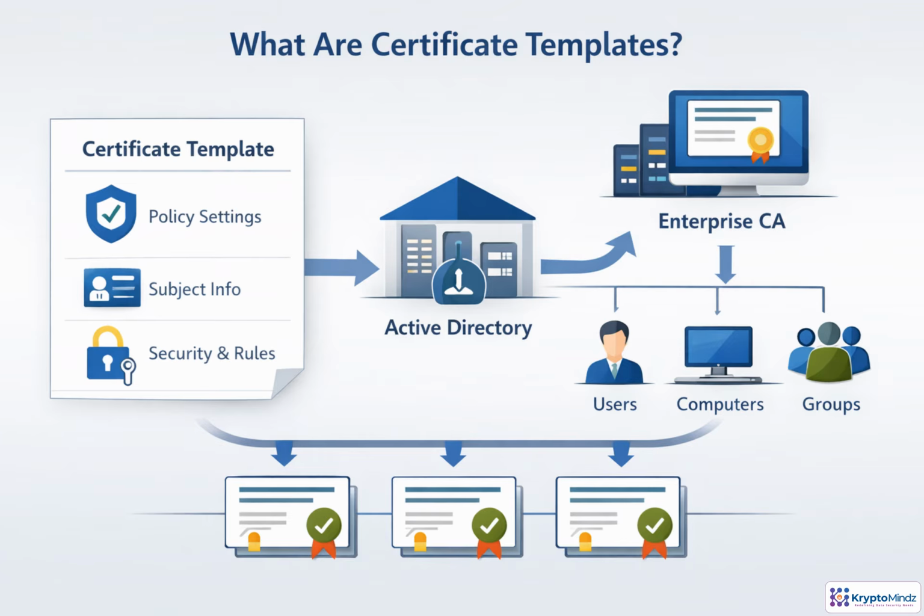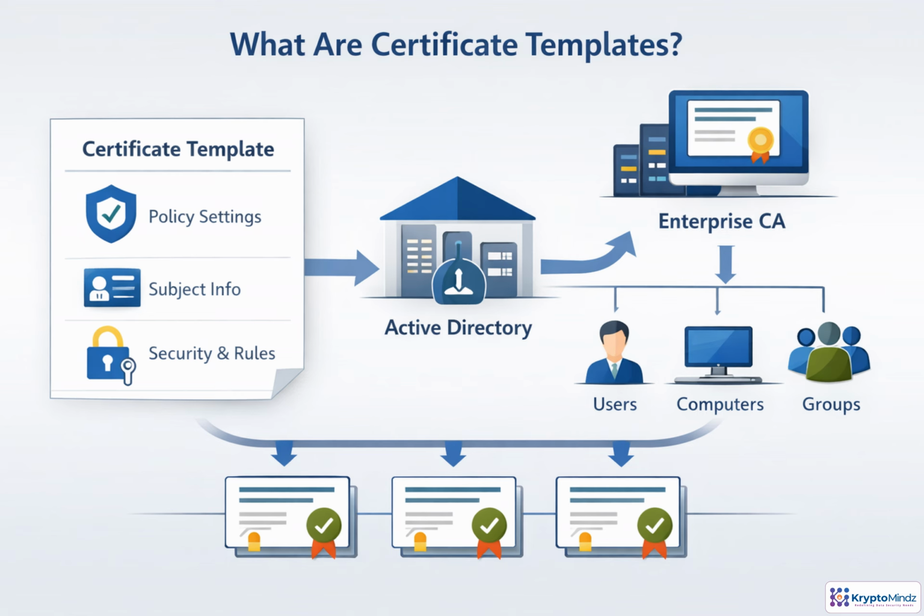Think of a certificate template as a blueprint stored in Active Directory. It describes what the certificate is for, what subject information goes in it, which cryptographic settings to use, and who's allowed to enroll. Enterprise CAs read these templates, are configured to issue specific ones, and then honor the rules they contain. That way, every certificate issued to users, computers, or services follows the same policy, making large-scale issuance predictable and manageable.